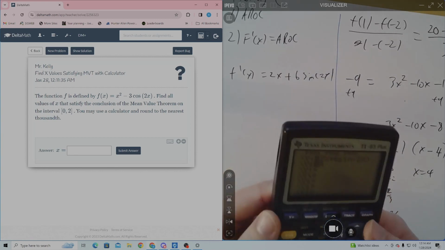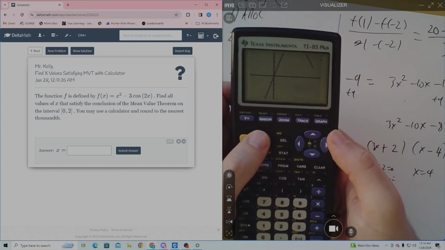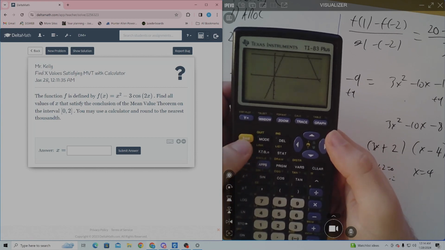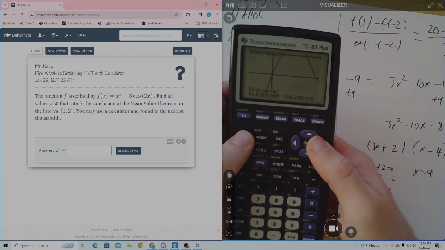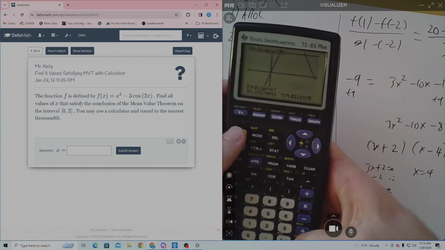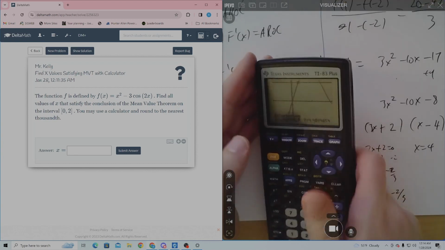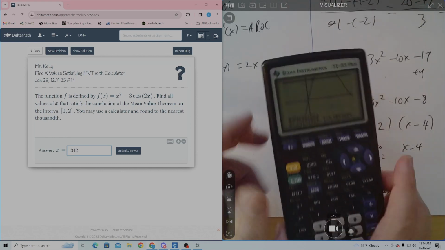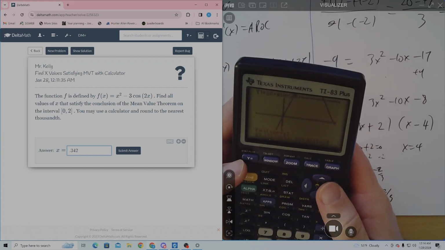Okay, now I'll graph it, but make sure it's on the interval. What's the interval? 0, 2. There are two solutions right there. So I'll do intersect, and I want nearest thousandth. There it is. Enter, enter, enter. 0.342. It's the x value you're looking for. So go to the other side.